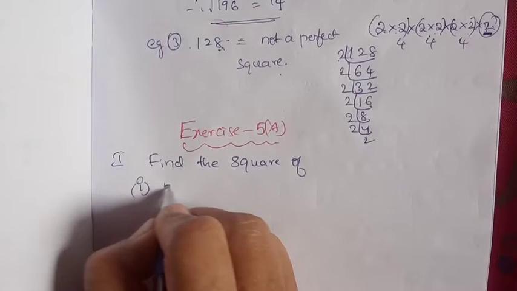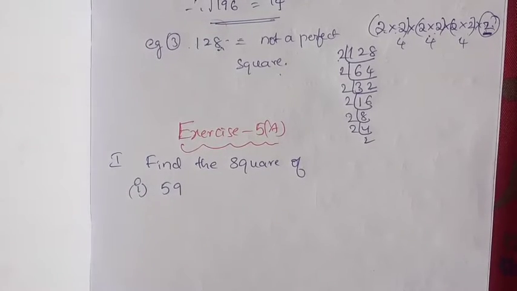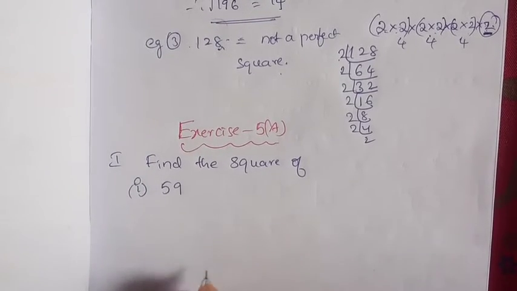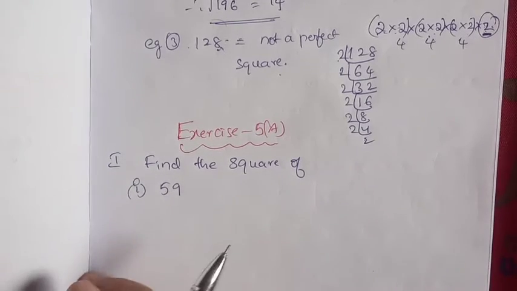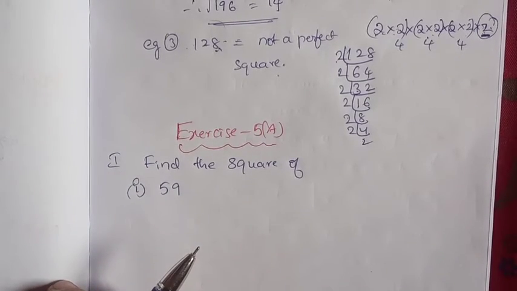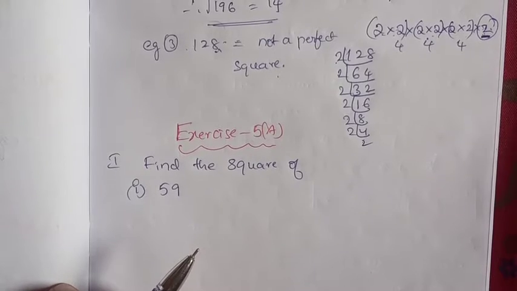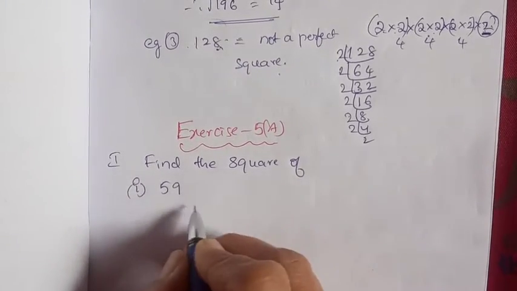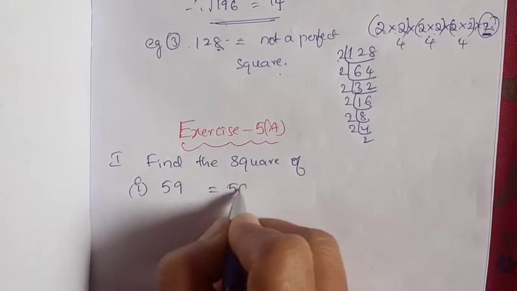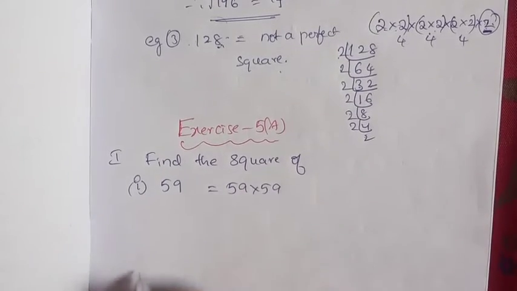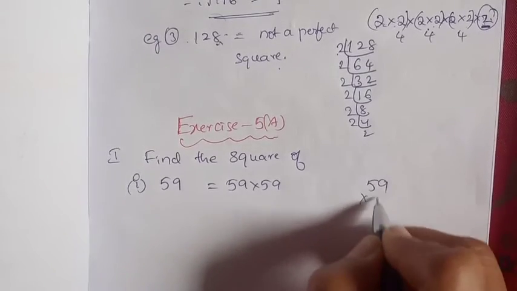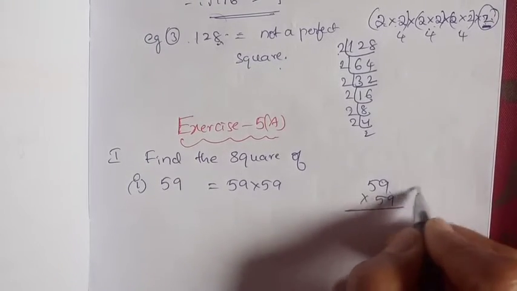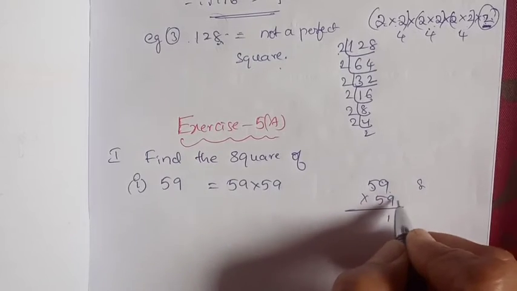First one, 59. Okay, children, square of 59. Square of 59 and square root of 59, both are different, no, children? So how do we find it? 59 into 59. You multiply: 9 9s are 81, 9 5s are 45.